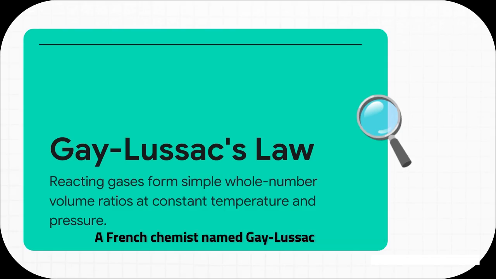A French chemist named Gay-Lussac observed that when gases react, they don't just conserve mass, they also react in incredibly simple, whole number ratios by volume. For instance, if you take exactly 2 volumes of hydrogen gas and mix it with exactly 1 volume of oxygen gas, you don't end up with 3 volumes of water vapor. Nope, you get exactly 2 volumes of water vapor. The ratio is just incredibly simple, 2 to 1 to 2.